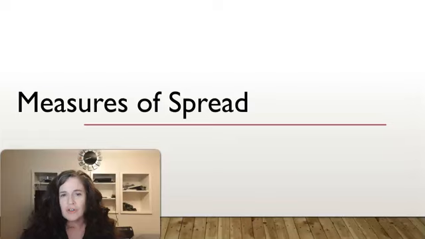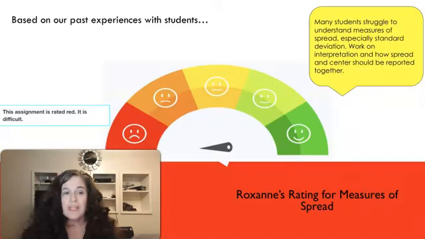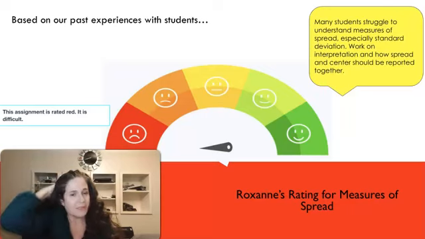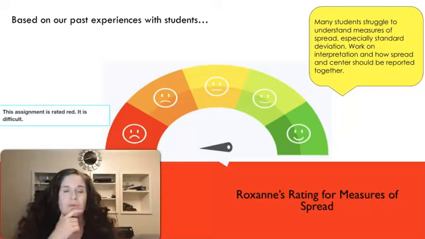So you may have heard of those words before, but you really need to be able to understand what they mean and interpret them. So this week it is rated red, and the reason is that the calculation by hand can be a little bit tricky, but the most important thing is that interpretation, which you have to be careful about when you are using the mean.